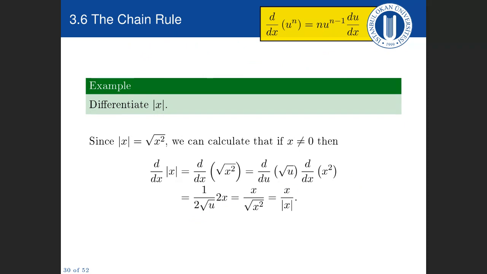And then that simplifies to x divided by the absolute value of x. If x is a positive number, then x and absolute value of x are the same thing, so we just get 1. For example, we get 4 divided by absolute value of 4, which is equal to 1. But if x is a negative number, then the absolute value of x is equal to minus x. So we get x divided by minus x, which is minus 1.